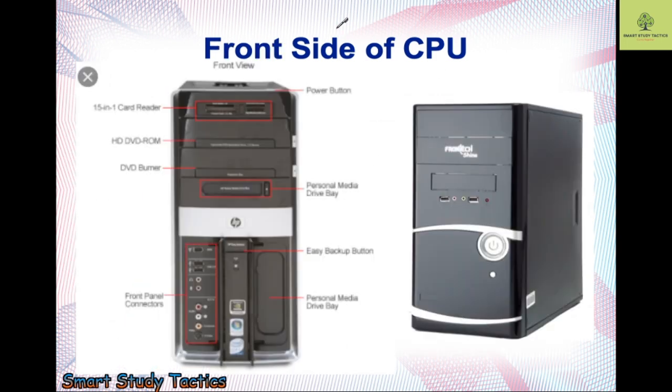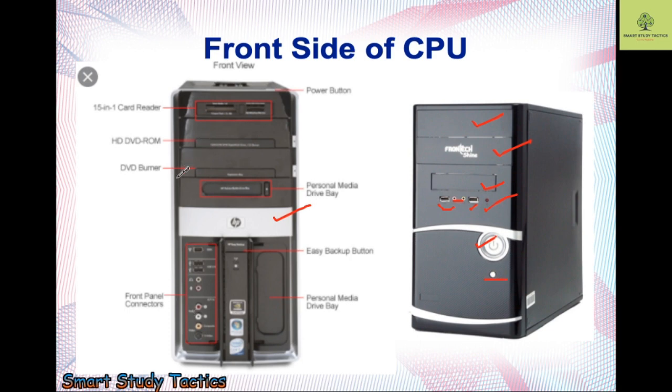Now here you can see the front side of the CPU. This is the modern cabinet we can say, or this is the simple one. Here you can attach the CD-ROM, floppy disk drive. Earlier it used to come, but nowadays it is not coming. Front sound panel, mic and line, and the USB panel. Okay, start button and the restart button. This is the simplest thing.